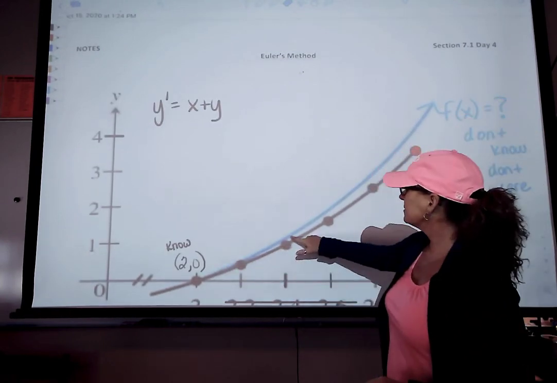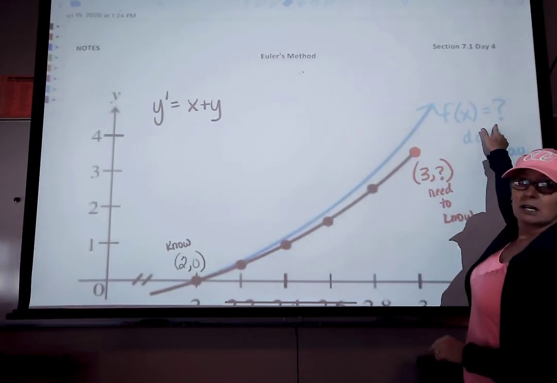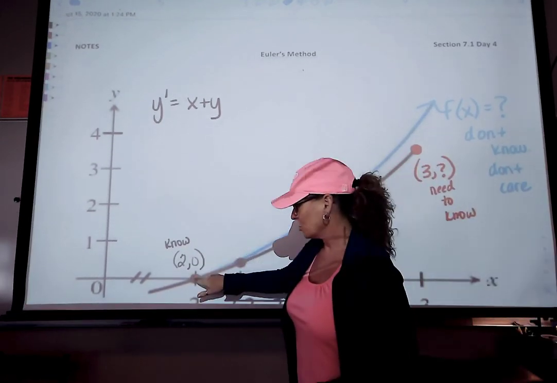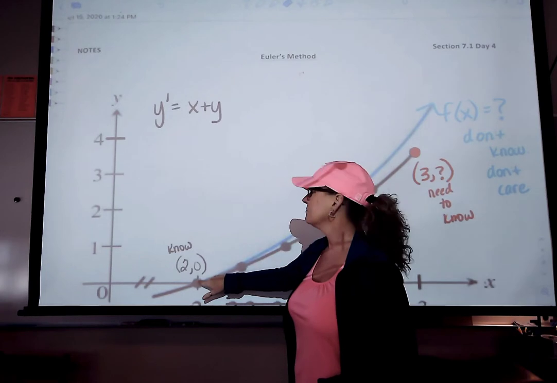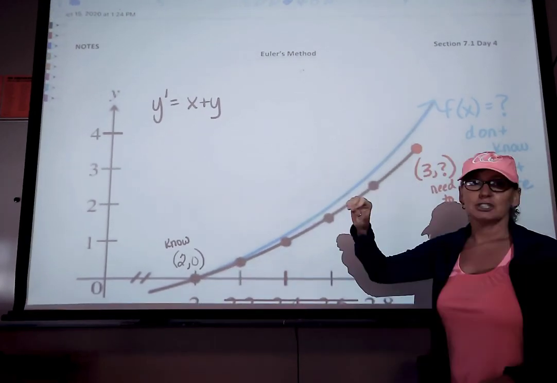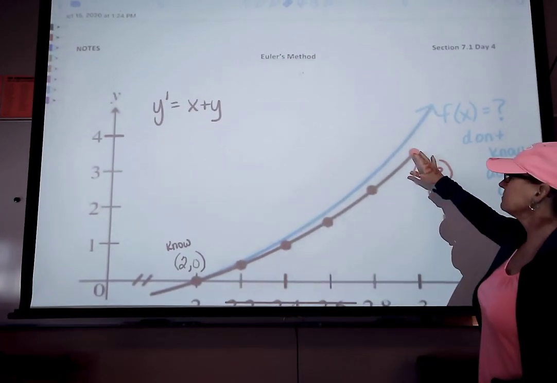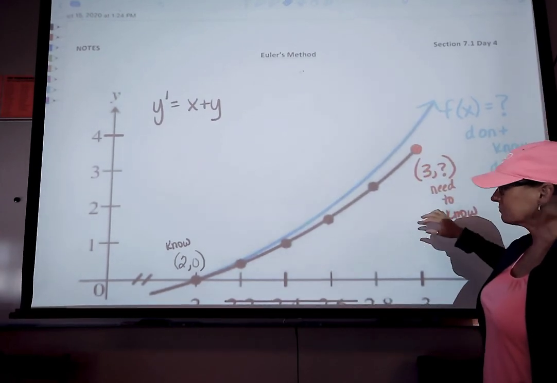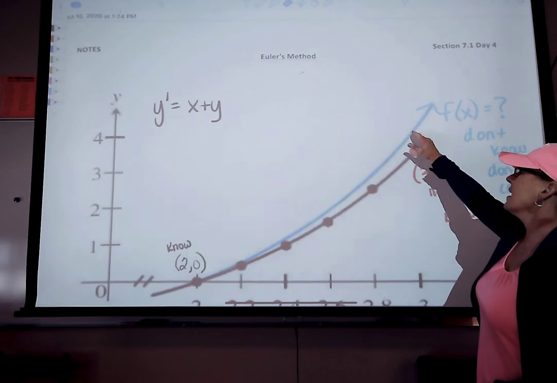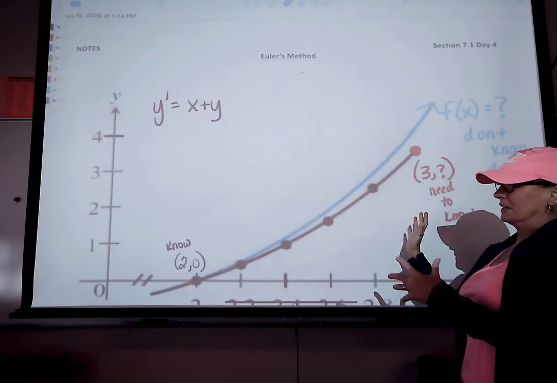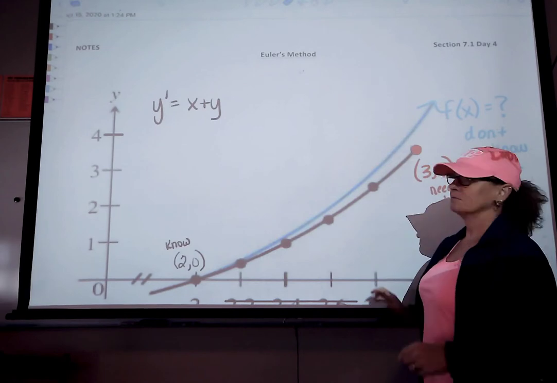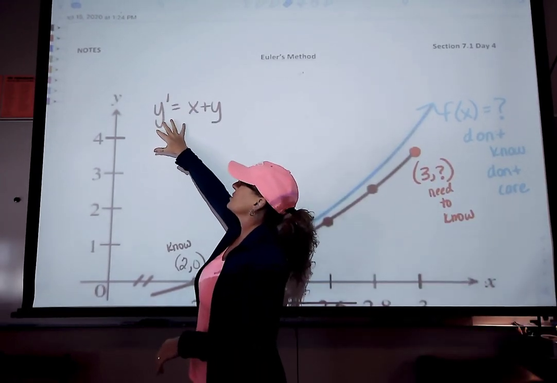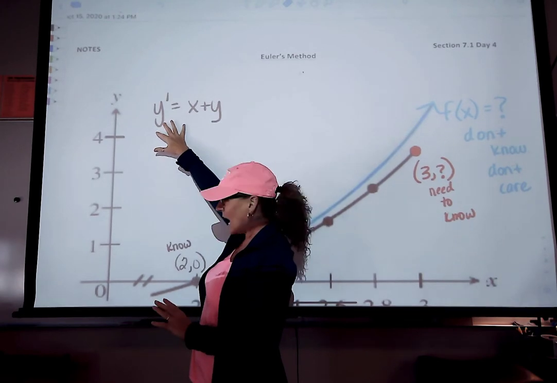So here's what I have. I have some blue function. I don't know what it is. I don't care what it is. I know this ordered pair on the blue function. I want to know this ordered pair, which is close to the blue function, okay? I want to know what f of 3 is, and we're going to get there. And here's what else I know. I know the slope of the tangent of the function everywhere.